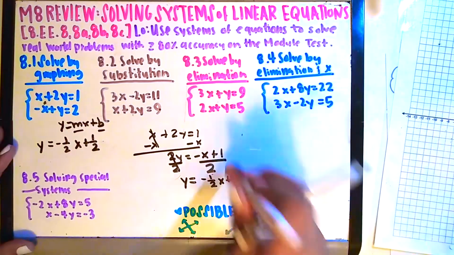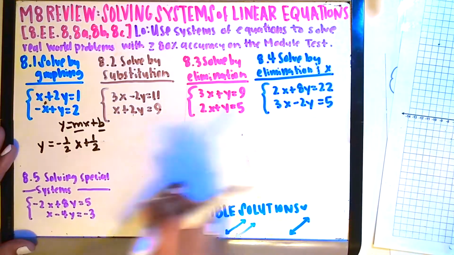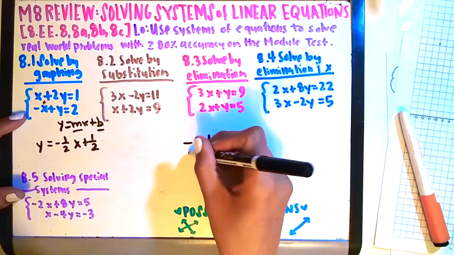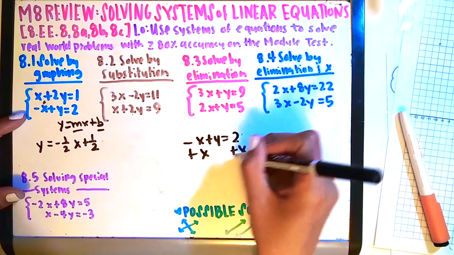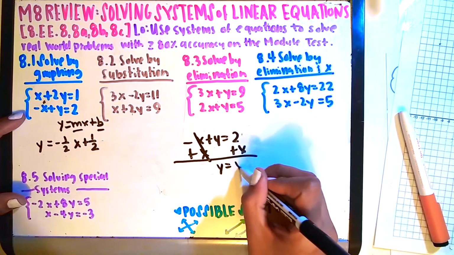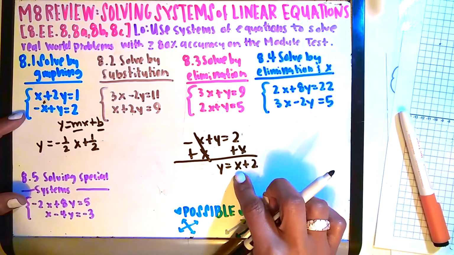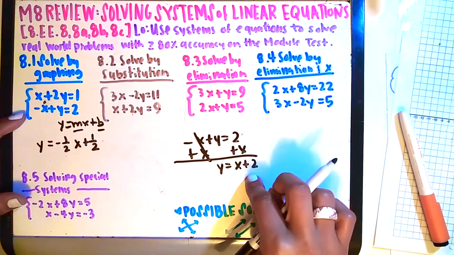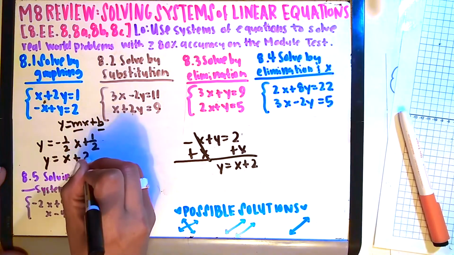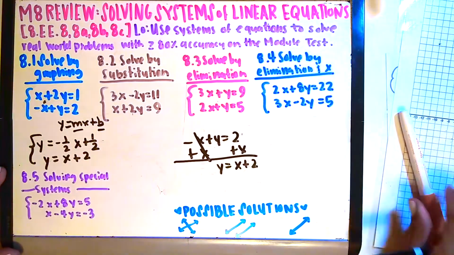So now I'm going to deal with this one. I have negative x plus y equals 2. I need to move the x to the other side, so I add, the inverse operation, to get rid of that. Then I have y equals x plus 2. Remember, we want to start with the x, and that's a positive, so it's going to be plus 2. So that will be my second equation in the slope-intercept form.